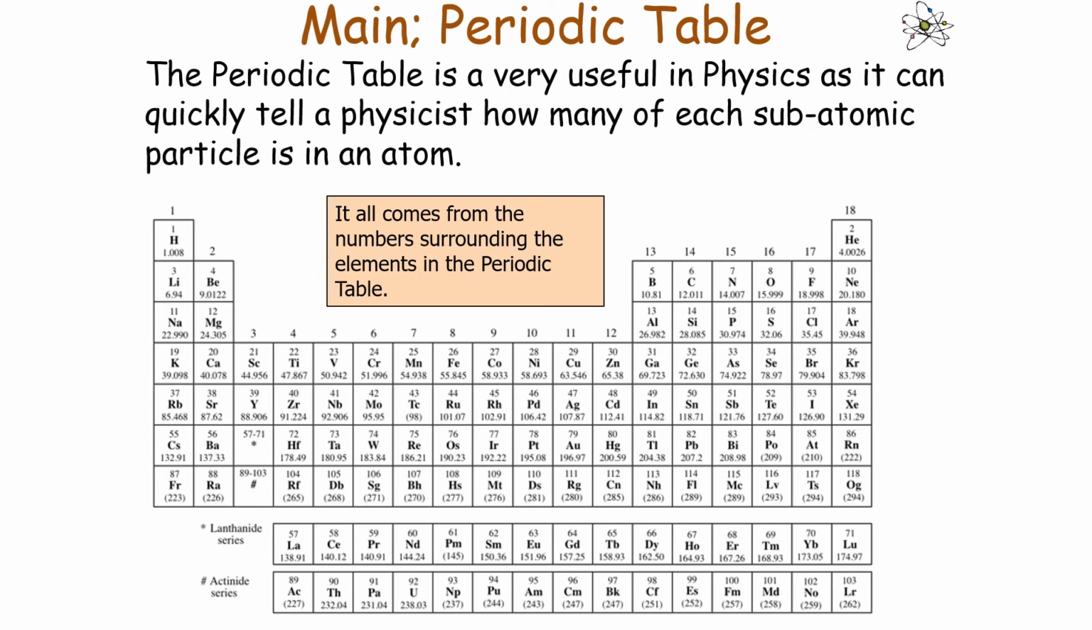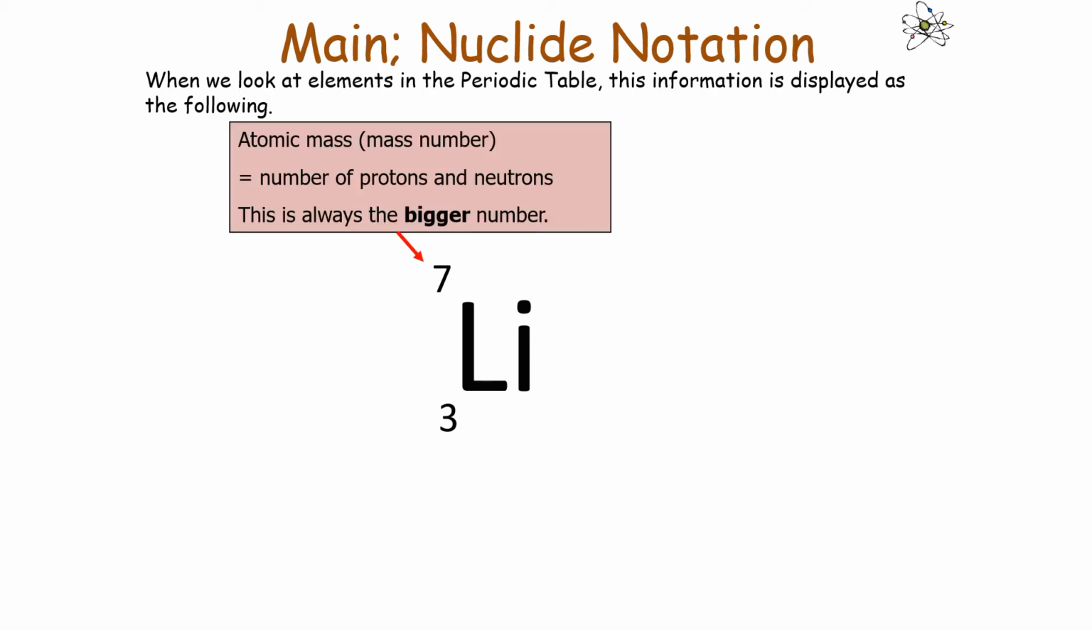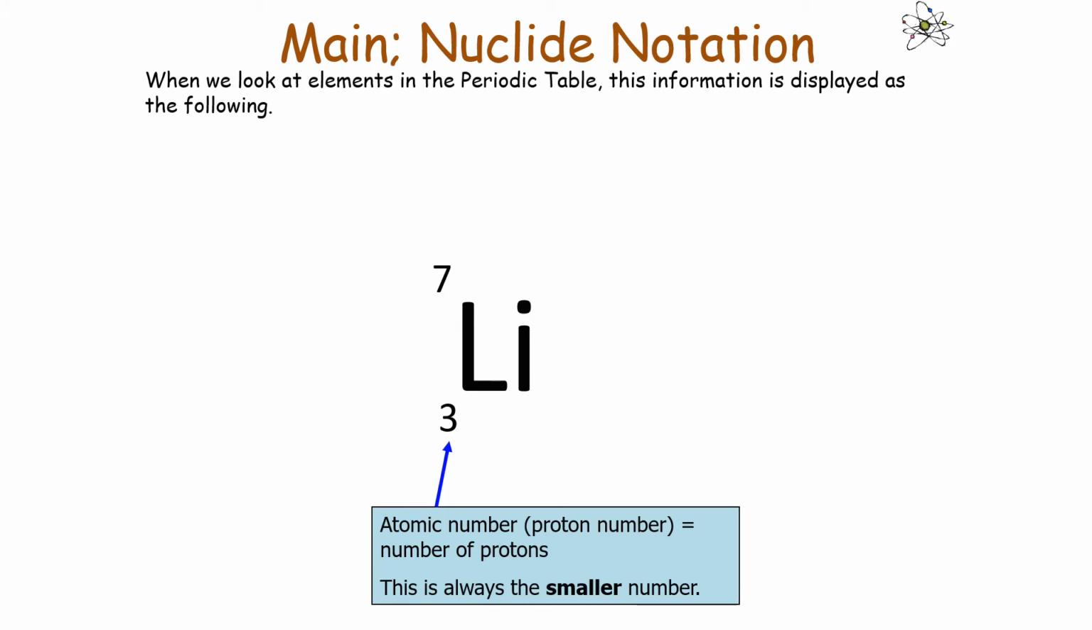Now the periodic table is very useful in physics, as it can quickly tell a physicist how many of each subatomic particle is in an atom. When looking at elements in the periodic table, the information is displayed as the following. The atomic mass or mass number is the number of protons and neutrons. It's always the bigger number around a symbol in the periodic table. The number at the bottom is the atomic number or the proton number, which is the number of protons in the atom, which is always the smaller number around the particle in the periodic table.